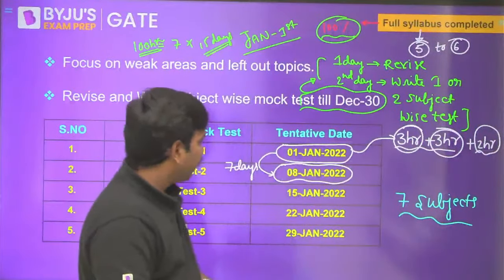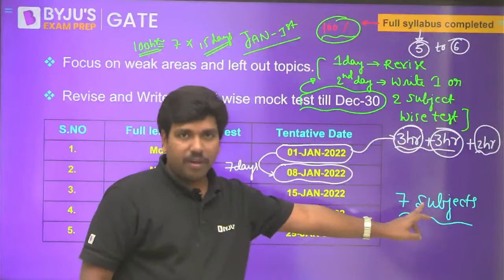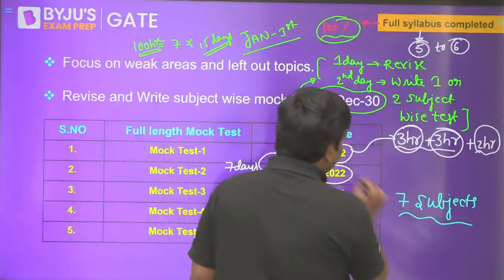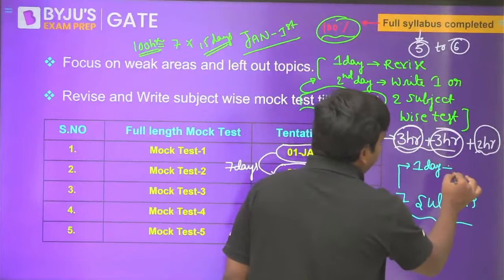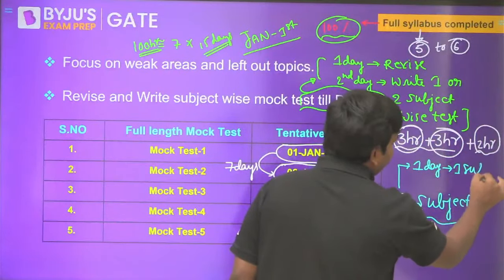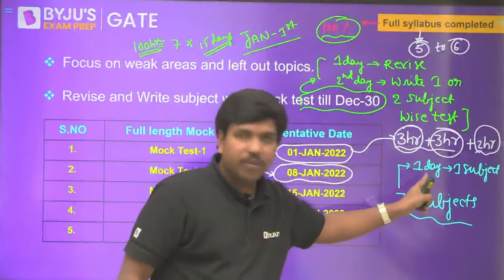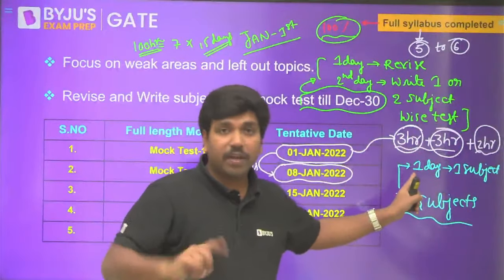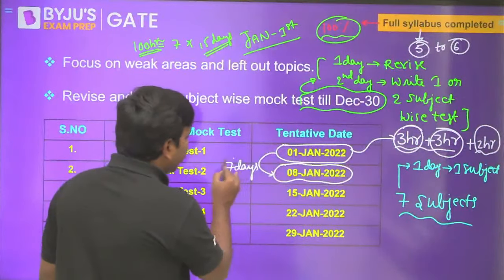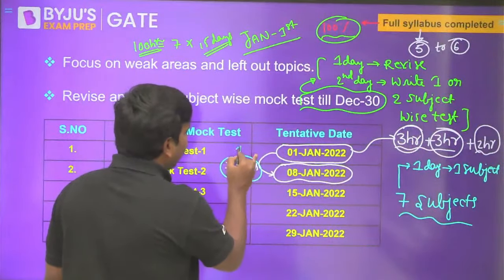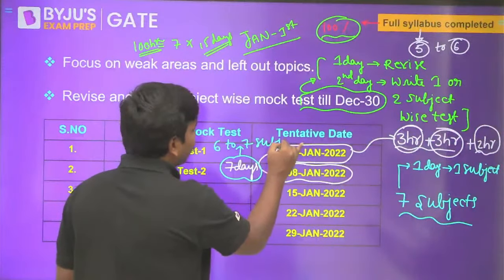What you should do is, in these 7 days, one day for one subject. Revise, revise, revise. Clear? Because you have attempted the mock test and come back to revision again. One day, one subject. Second day, another subject. Third day, third subject. Like that, in these 7 days, I'm very sure you can accommodate at least 6 to 7 subjects of revision once again.